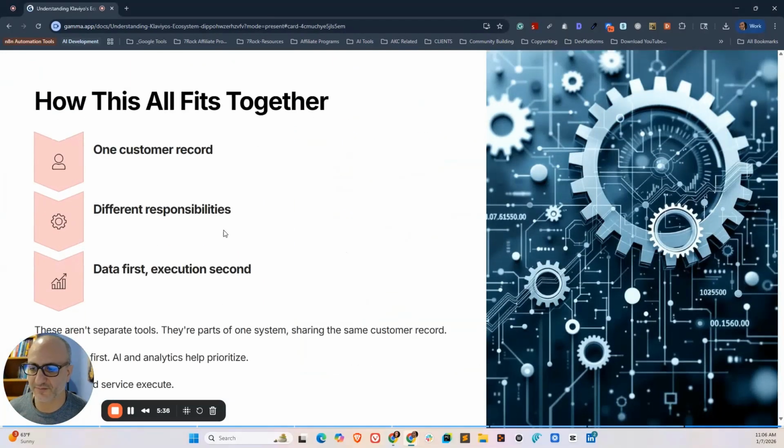So how does this all fit together? You have one platform for the customer record, all kinds of touch points for that one customer, right? And each of the modules has different responsibilities, but they all share the data that you've collected on this specific platform, right? And so it just makes everything really seamless and fluent when you have everything in one place.